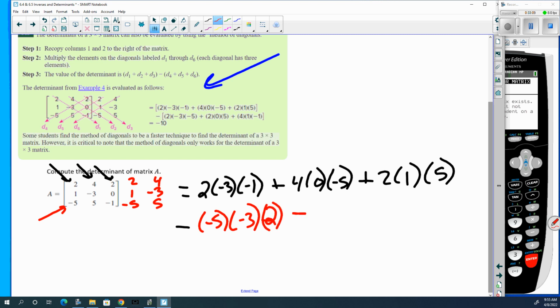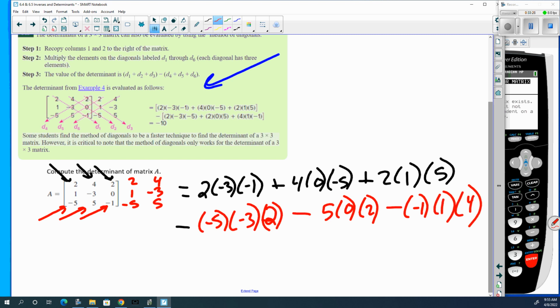And then I'm going to go minus. And then I'm going to multiply diagonally the next 3. The 5, the 0, and the 2. And then I'm going to go minus. And then the next 3. Negative 1, 1, and 4. And then you type that whole stream into your calculator, and then you just hit enter.